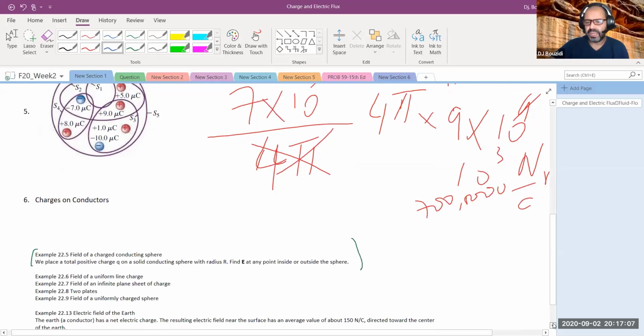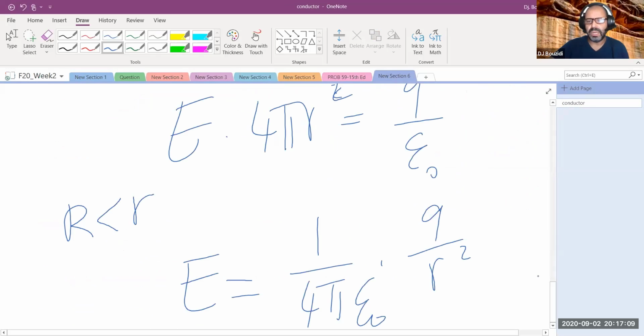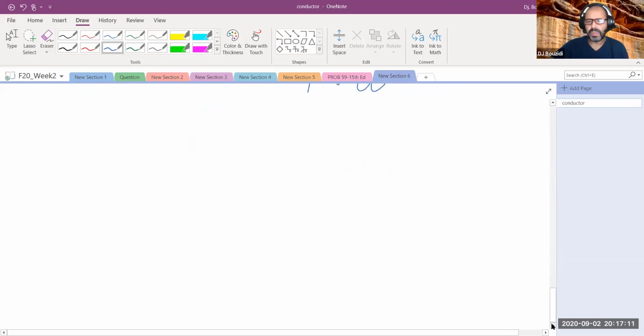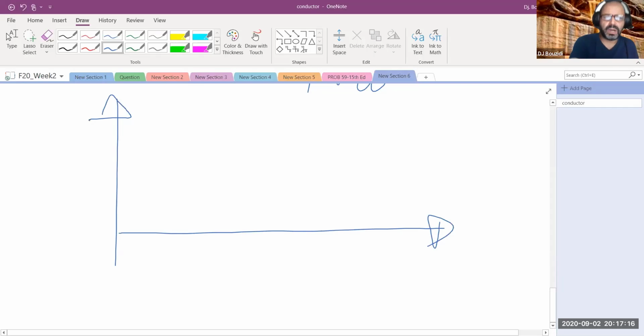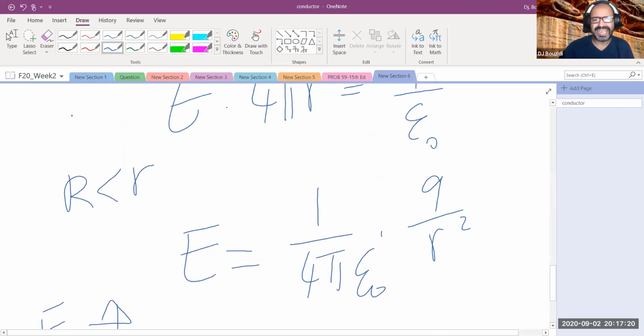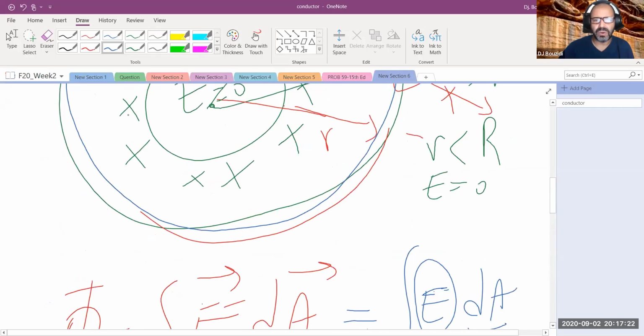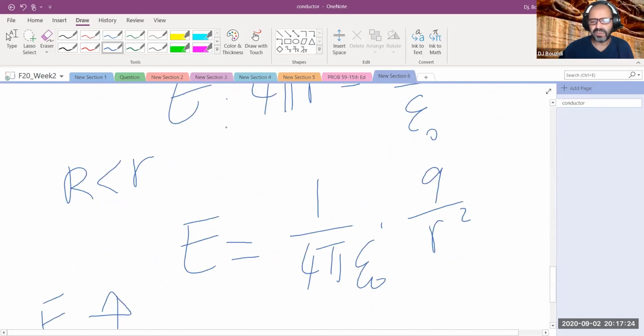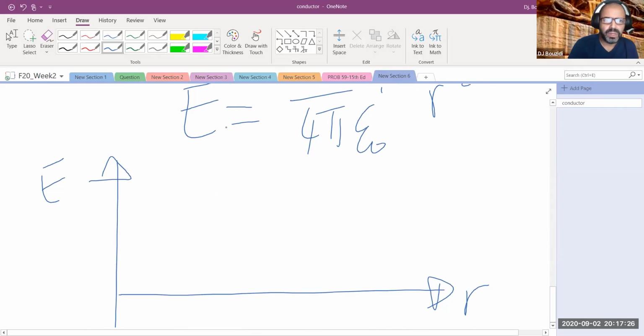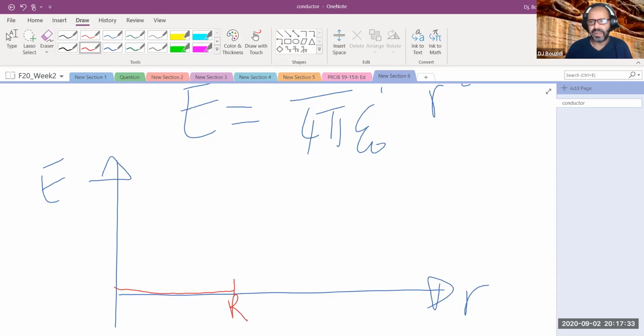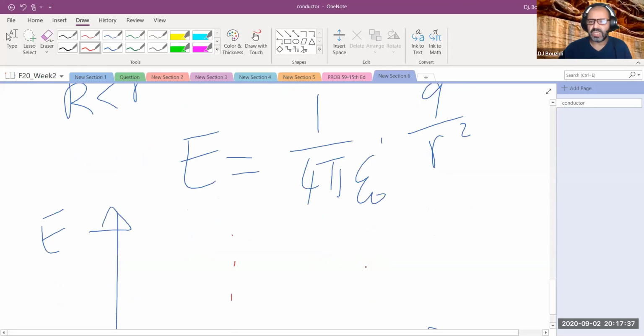Okay, graphically, this is how the electric field on a conducting sphere would look. This is R. This is the electric field. If I am inside the sphere, the electric field is 0. E is 0 inside the sphere. This is basically R, the radius of the sphere. Once I am outside of the sphere, it's 1 over distance squared.